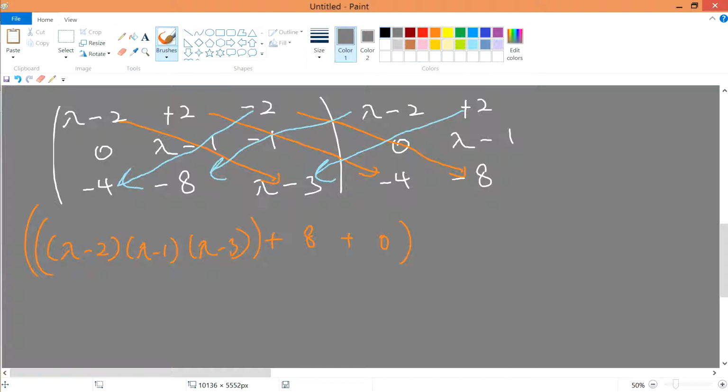Then minus away the sum of the blue colors. So -2 times -4 is 8. So I would have 8 lambda minus 1, plus the sum of the rest. I also have 8 lambda minus 2, and anything times 0 is 0, so I have plus 0. Therefore we have this thing equals 0 definitely.